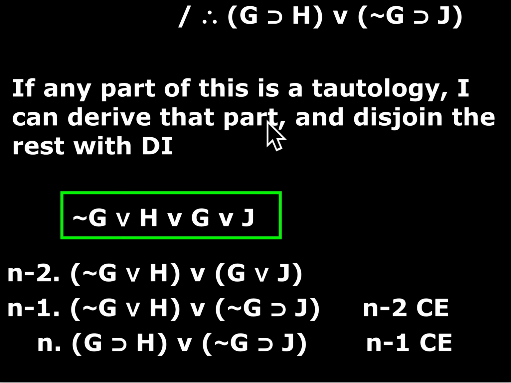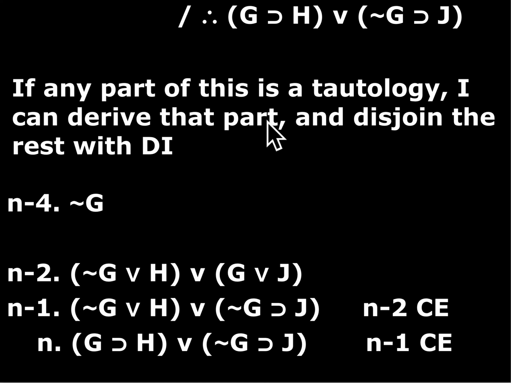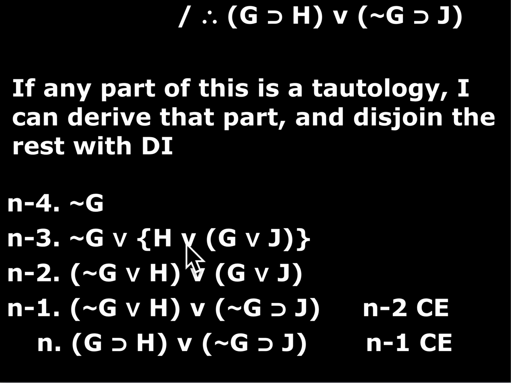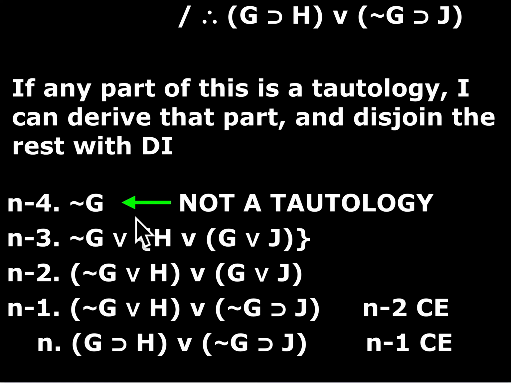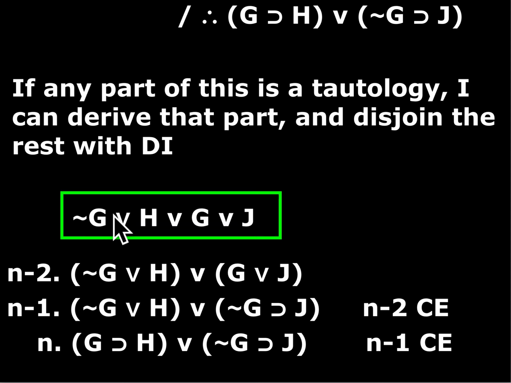Well, if any part of this is a tautology, I can derive that part and then just disjoin the rest with disjunction introduction, right? So for example, if not G was a tautology, it's not, but if it was, if I could somehow derive this from no premises, then I could just disjoin the other disjuncts here and then do my association and commutation to get this. So what I'm thinking is, this particular way won't work because this isn't a tautology, but is there some part of this that is?